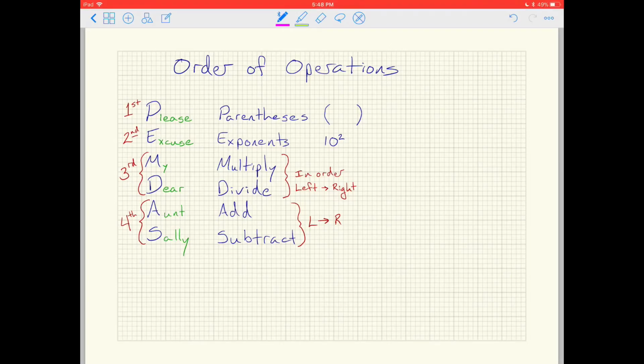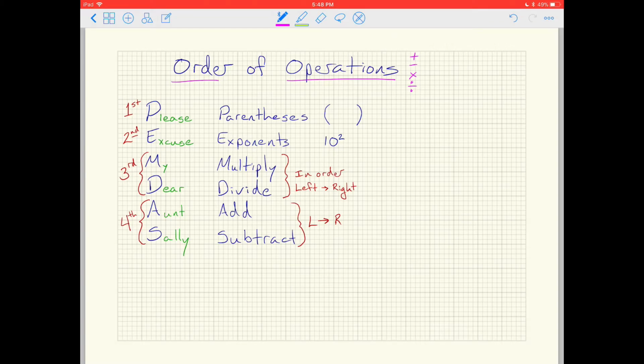Hello. So we are going to talk about order of operations today. Order means what order you do things. The operations, those are the four things you can do to a number. You can add, subtract, multiply, or divide. The operations, things you can do with the number or numbers.